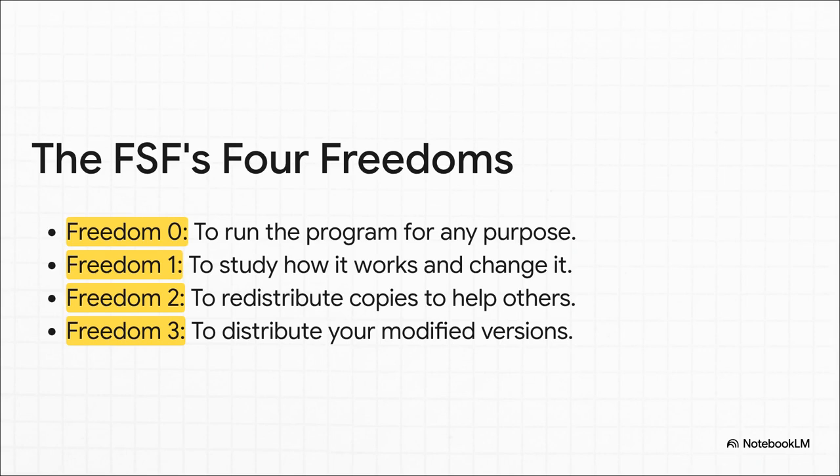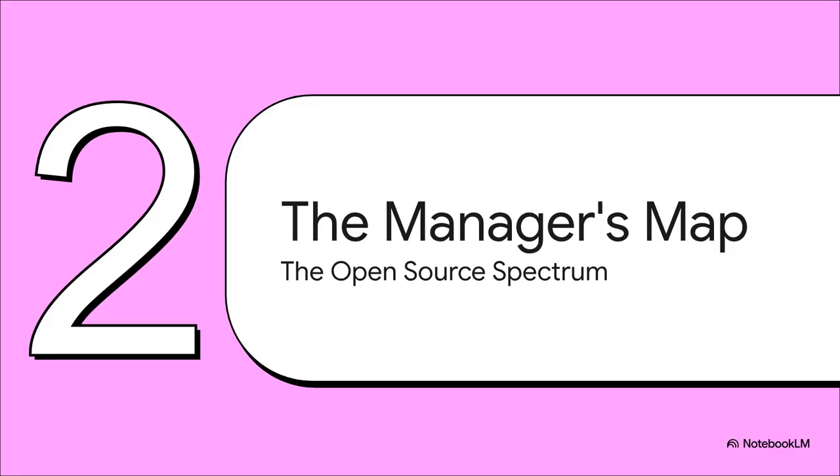You've got the freedom to run the program, to study it, to share it. But pay really close attention to that last one, the freedom to distribute your modified versions. That single principle is what directly created the most restrictive and, frankly, for a business, the most dangerous open source licenses out there.